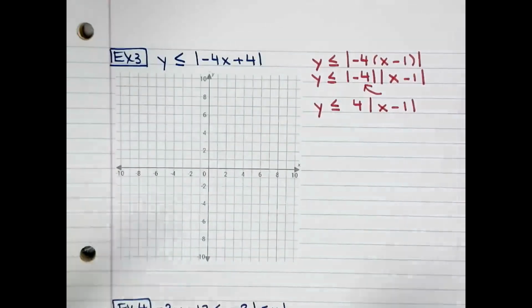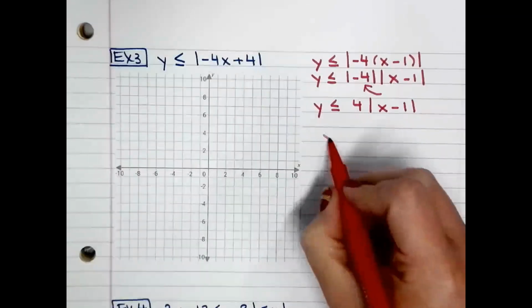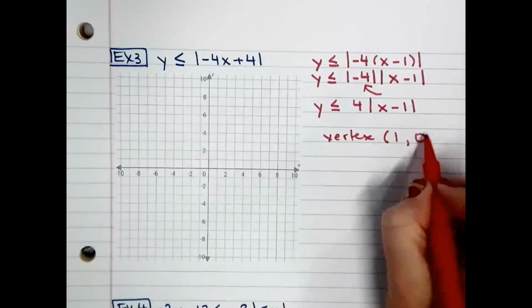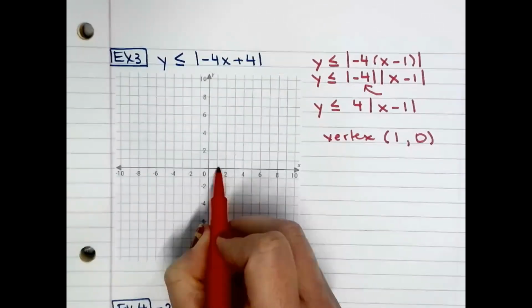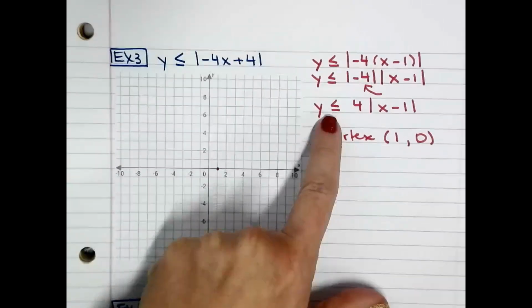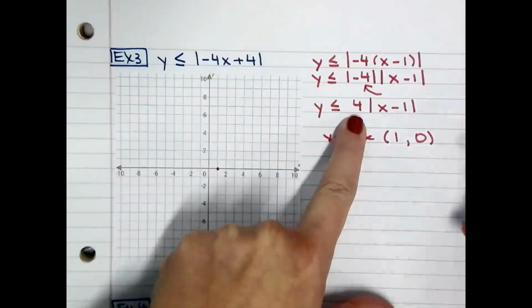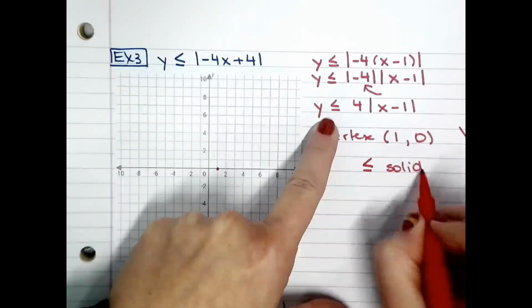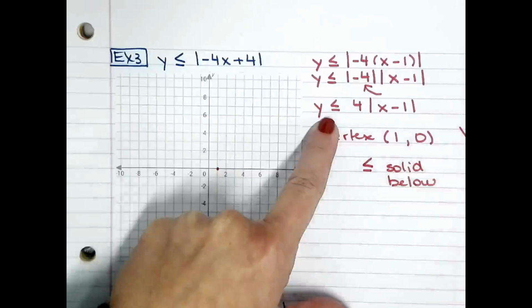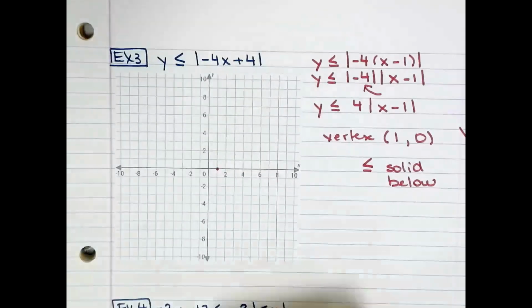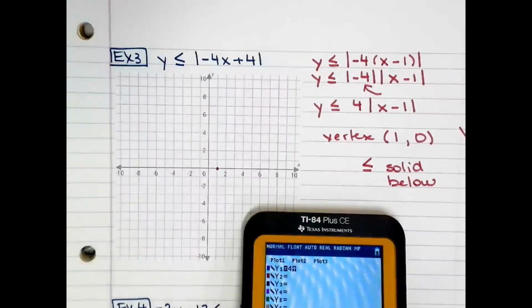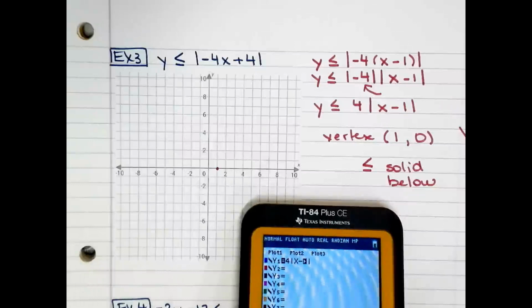Okay, now I have something for me to start out with. So vertex, h and k. h is 1, k is 0. Right there. I know the leading coefficient is positive, so it's going to be a regular V. And because it's less than or equal, it's going to be solid, and we're going to shade below. Okay, so go ahead and go to y equals 4 absolute value of x minus 1.